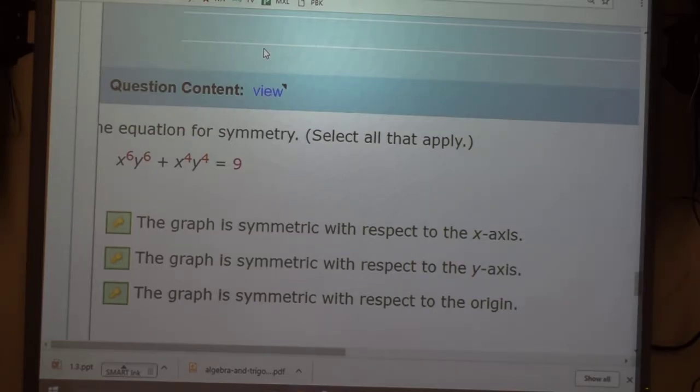So we're taking x to the 6th, y to the 6th, plus x to the 4th, y to the 4th equals 9. Now, that's an ugly equation, right? Okay. And maybe you would try to solve that for y. You're going to find out that maybe that isn't even solvable for y. You can't isolate y to the first power all by itself. There are equations that exist like that.